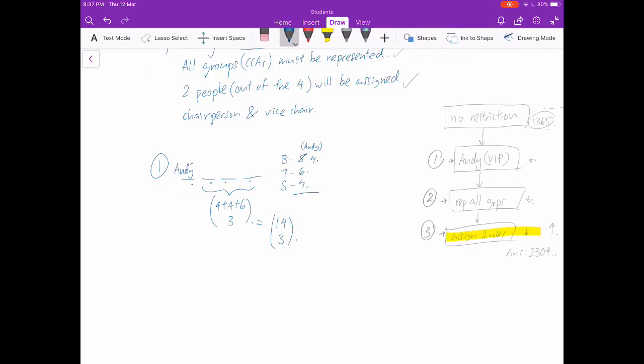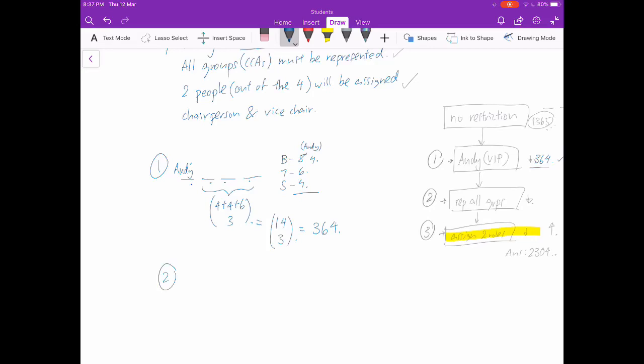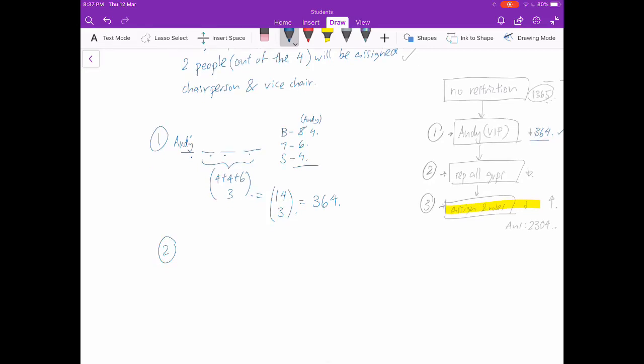Alright, so that's the first filter. This is our number first. Compute 14 choose 3, you get 364. Okay, good. We see that 364 is a decrease from here. Okay, good. Let's move on. Okay, we want to represent all groups. So we must look at these 3 slots here. Now again, we have to consider a case. How can we represent all the groups? Well, one way again is to consider the complements.